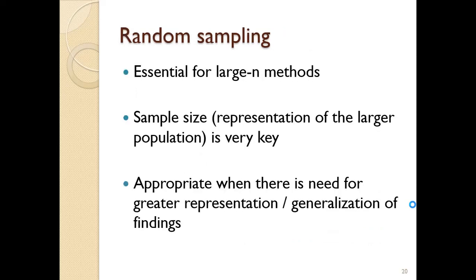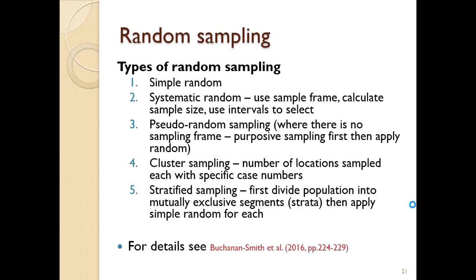Okay. Then for random sampling, the sample size matters, because at the end of the day, we want to do generalization and representation of findings. It matters, it's very key. So it's essential that you select an appropriate sample size, and usually random sampling is done for large n, in terms of where you have a bigger population that you want to collect data from. The more appropriate the sample size, the greater the representation or generalization of findings.